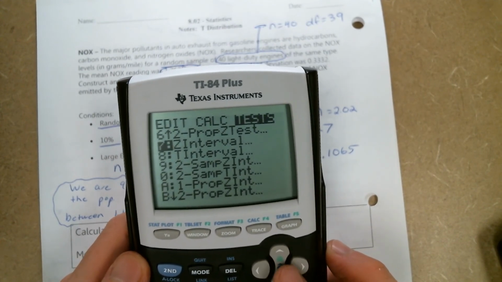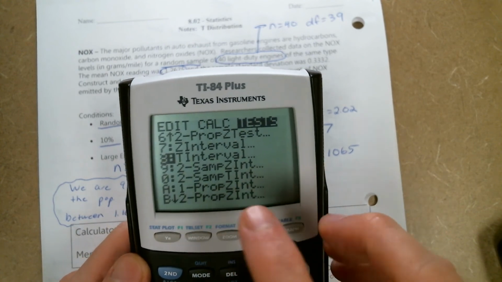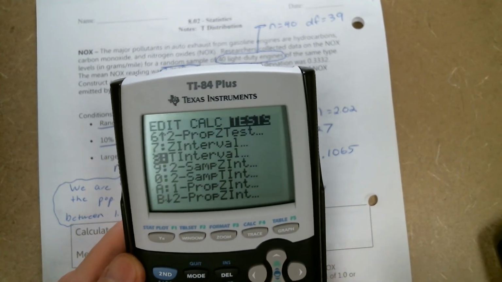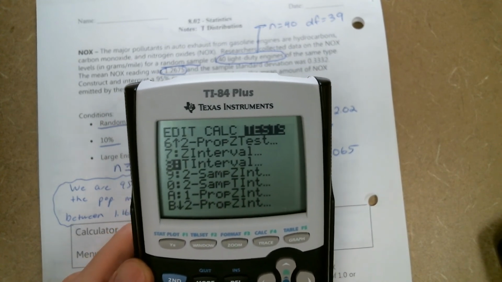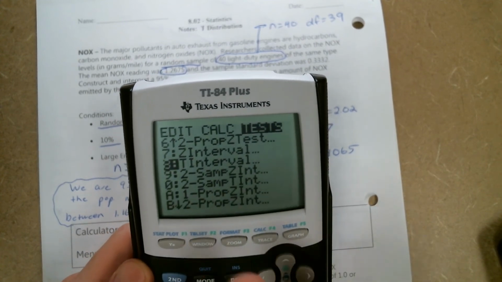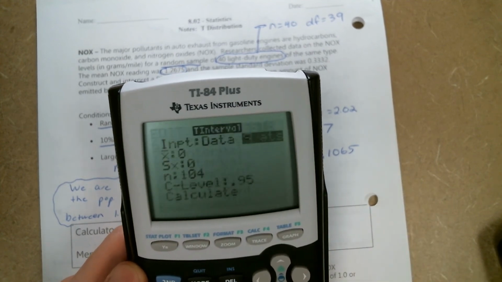All right, if you're doing a question for me, it's going to be using the T interval because you don't know the population standard deviation. How are you going to find it out? How do you know the population standard deviation without knowing the population mean? Doesn't make any sense. So we're always going to be using T interval for these.